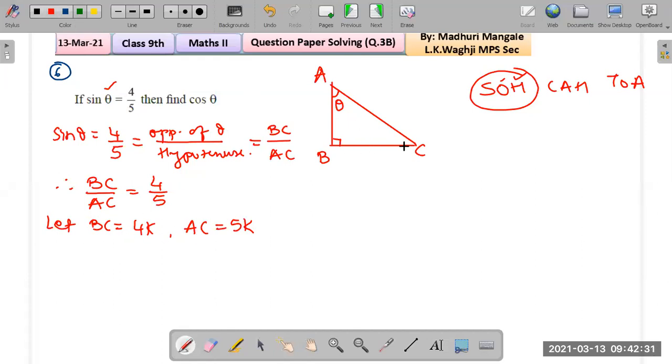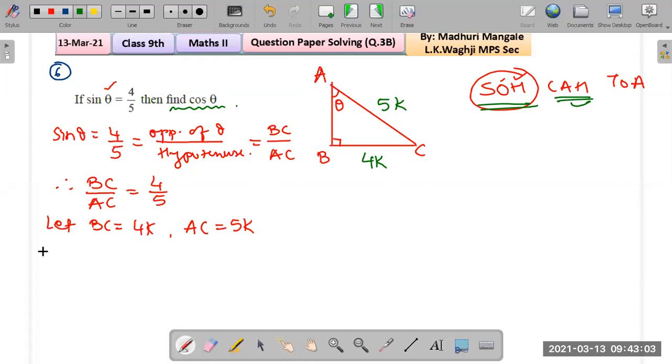So BC is 4K, and AC is 5K. Correct? So far so good. We have just used a common multiple K, and we have used the formula for sine. Sine is opposite upon hypotenuse. Now the next thing, we are asked to find cos of theta. So cos of theta is CAH, adjacent upon hypotenuse. But do we know what the adjacent side is? We don't know, right?